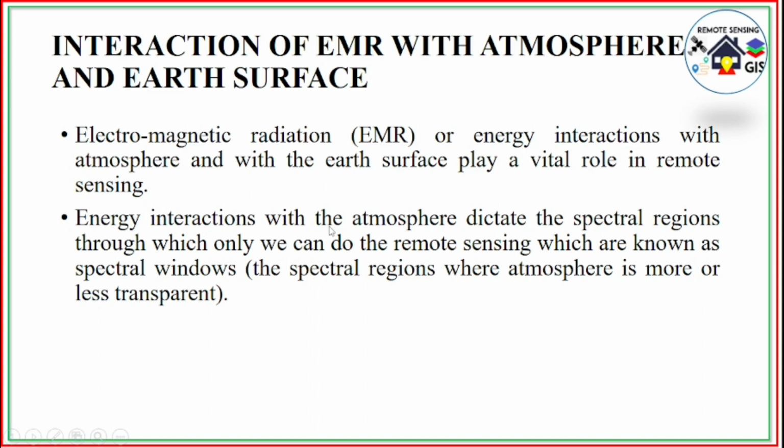And this is what enables remote sensing, and these are known as spectral windows. So energy interaction with the atmosphere dictates the spectral region through which we can do remote sensing, meaning the portion of the electromagnetic spectrum where energy passes without any obstacle. That portion of the electromagnetic spectrum is called spectral windows, and this energy will be used in remote sensing.